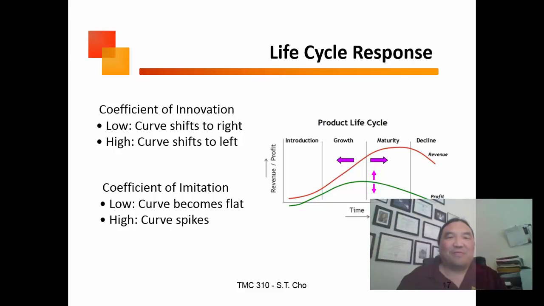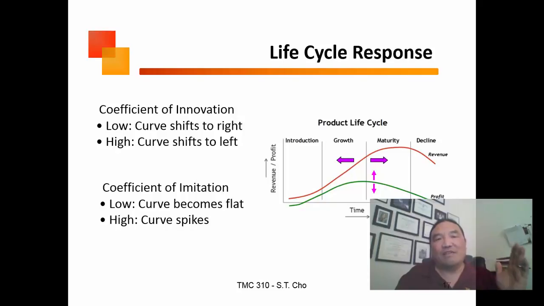So continuing our talk about product development, we talked about the impact of innovation and imitation, and it does impact the product life cycle. It's either going to affect the curves, whether or not it shifts left and right in time, or whether or not it affects the shape of the curve, which is actually called kurtosis. How much it's going to spike. And so if I have a lot of innovation taking place, my curve is going to move to the left.